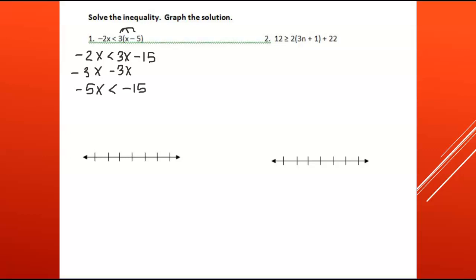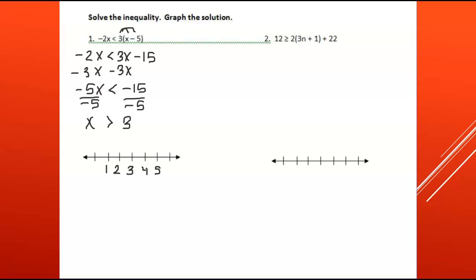Now right here, I have negative 5x divided by negative 5. When you divide by a negative, the direction of the inequality changes, and I get x is greater than 3. We're going to put 3 in the middle. You need to put a number above it and numbers below it. So we'll put 1, 2, 3, 4, 5.